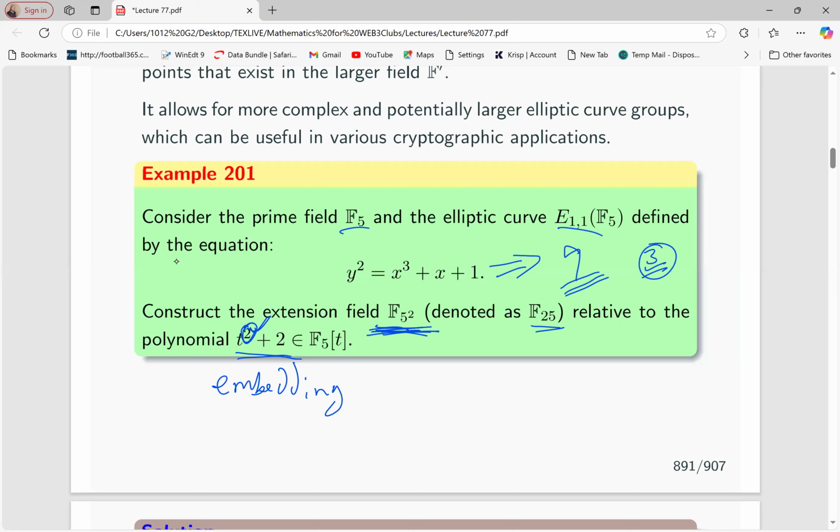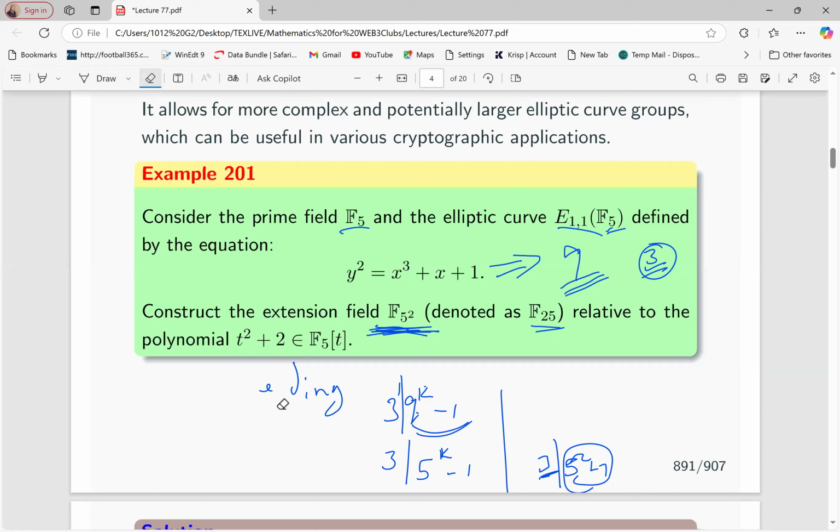So the embedding degree is the smaller k such that 3 divides this part. But what is q? Q is 5. So 5 raised to k minus 1. So what is this k so that 3 can divide this? Then I find that this k is supposed to be 2, because if I have 5 raised to 2, then minus 1, this will be 24, and 24 can be divided by 3. So that's how I settle on that 2.